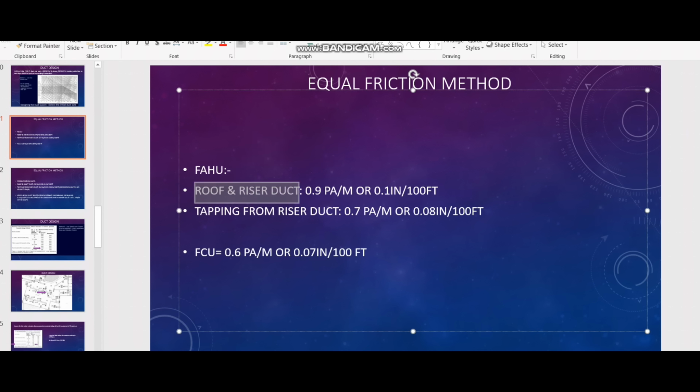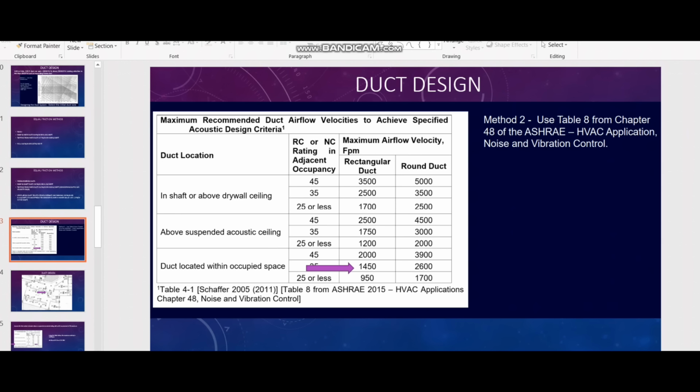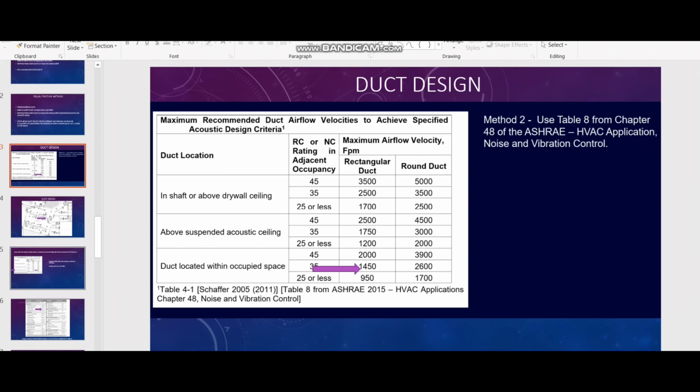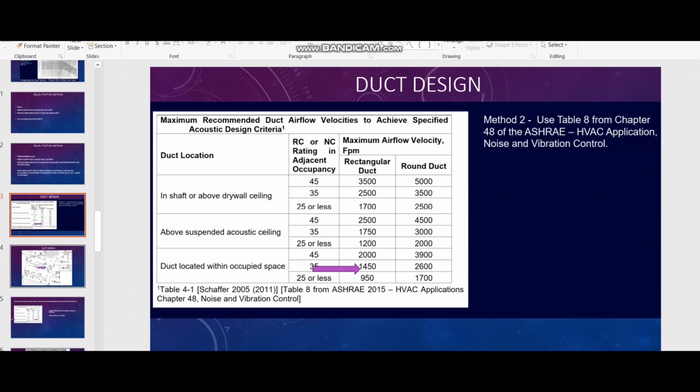So first thing, for the FAHU, fresh air handling unit, whether it is a roof duct or riser duct, I am following 0.9 Pascal per meter, or 0.1 inch per 100 feet. When I follow this, I will also check the maximum velocity. I will consider the maximum velocity also. So then let's see what answer comes using this method.